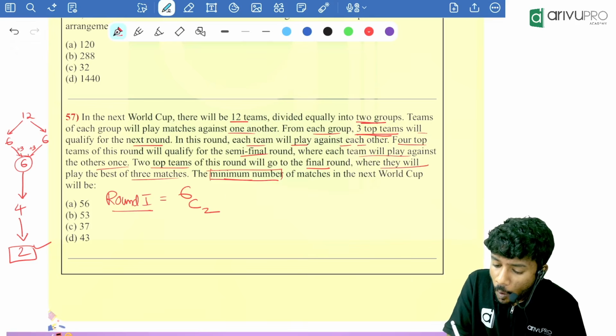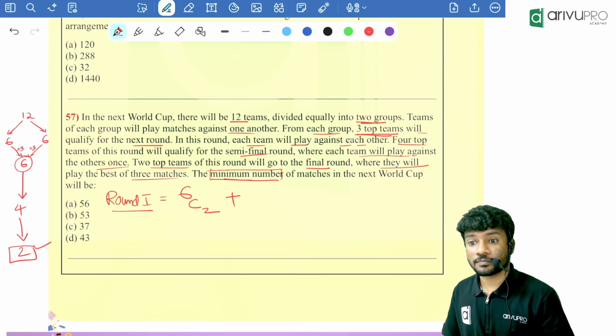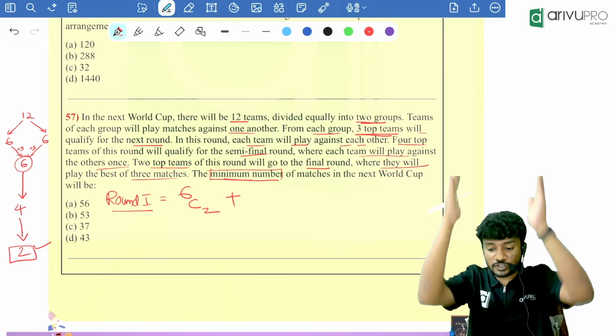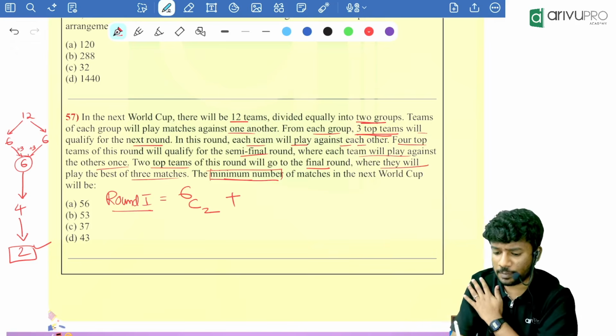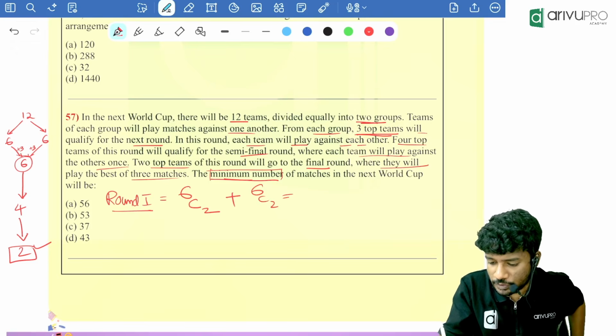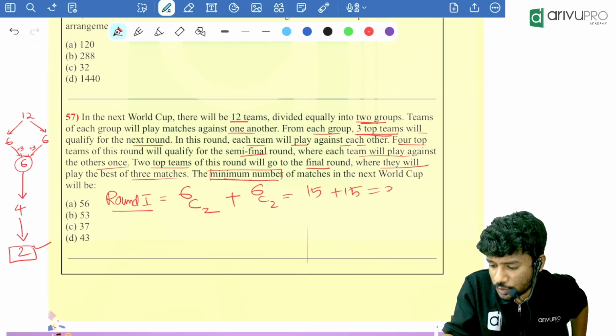Then plus second group, how many matches are there? In round 1 there are 2 groups. First group there are 6C2 matches. Then second group also 6 teams are there, so 6C2 matches. 6C2 plus 6C2, that is how much? That is 15 plus 15, which is equal to 30.